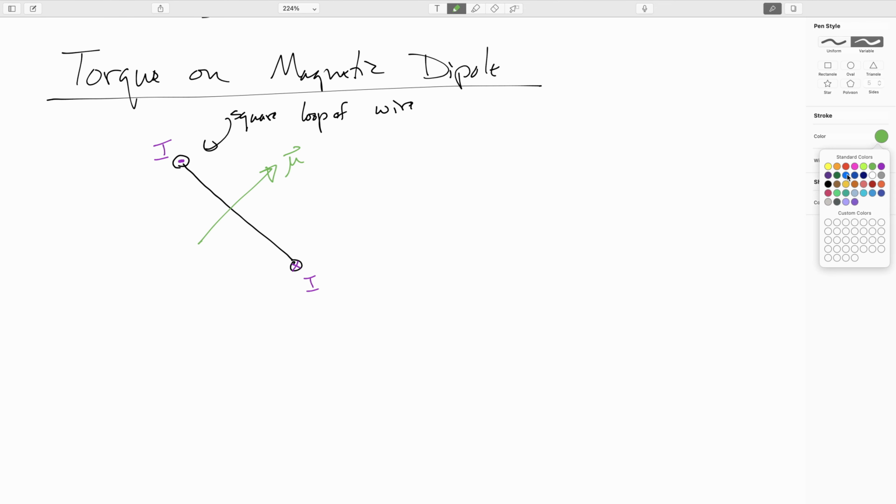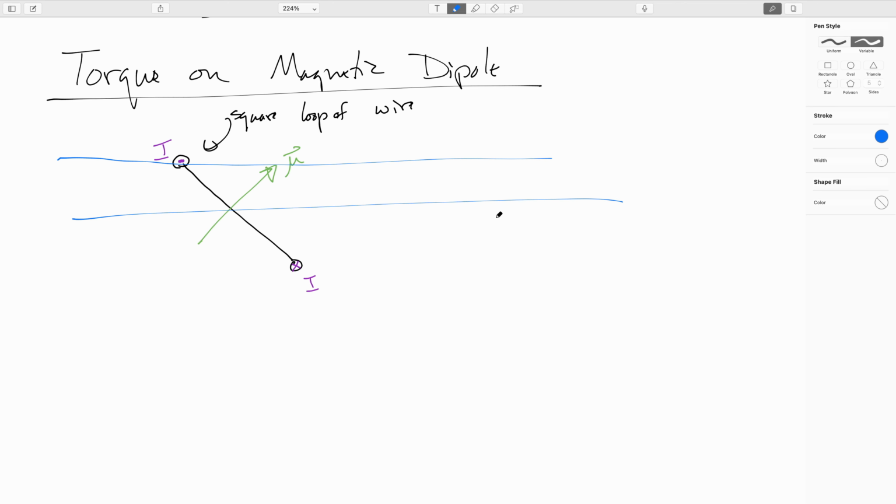Let's go ahead and have an external magnetic field going through this whole contraption. And we will say that the angle that we make is the angle between the magnetic moment and the magnetic field. So not between the coil and the field, but between the magnetic moment and the field, which is the complement of that other angle.